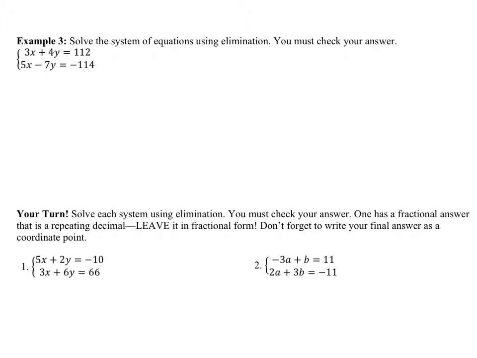Okay, so now we need to check our answer. We're going to check it in equation number 2, since we found our answer in equation number 1. So we have 2 times our x, which is 5, plus 6 times our y, which is -4.5. Is that really equal to -17?